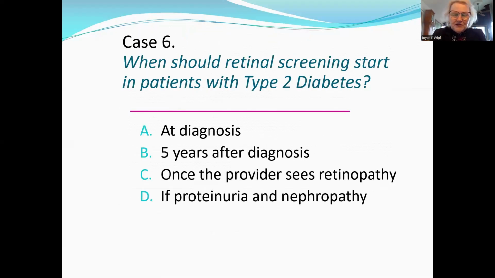Same question with type 2 diabetes. When should retinal screening start in patients with type 2 diabetes? A, at diagnosis, B, 5 years after diagnosis, C, once the provider sees retinopathy, or D, if proteinuria and nephropathy are present.